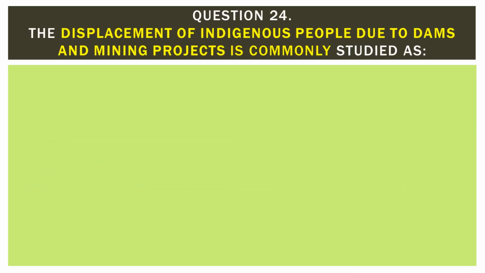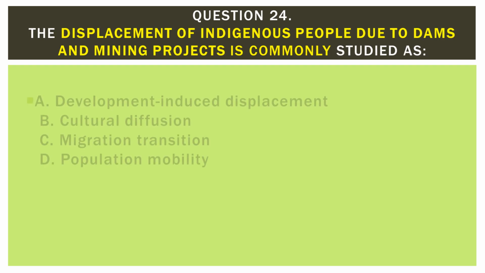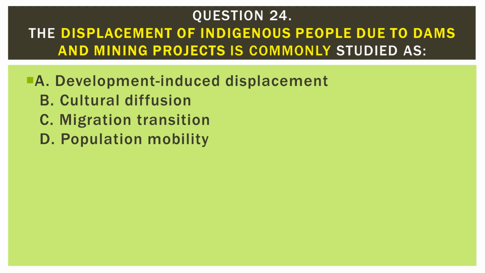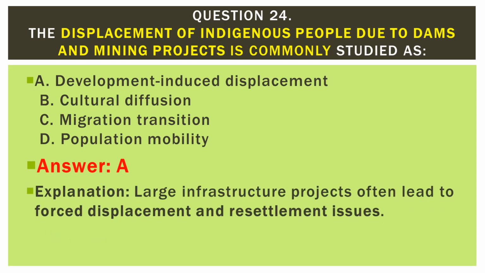Question 24. The displacement of indigenous people due to dams and mining projects is commonly studied as: A. Development-induced displacement. B. Cultural diffusion. C. Migration transition. D. Population mobility. Answer: A. Explanation: large infrastructure projects often lead to forced displacement and resettlement issues.